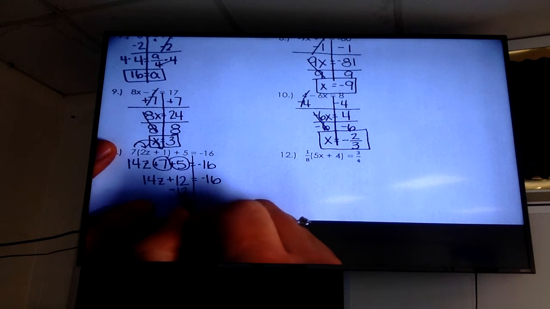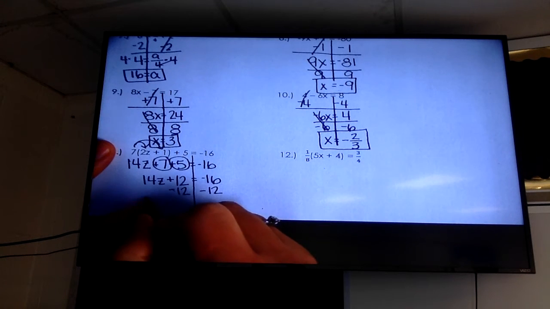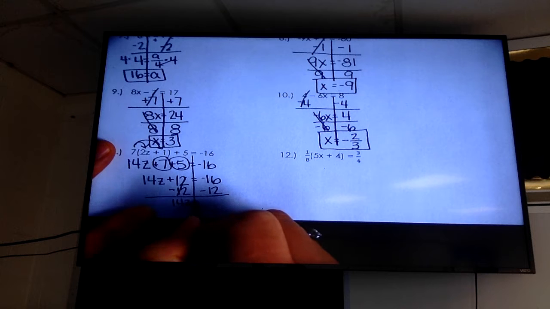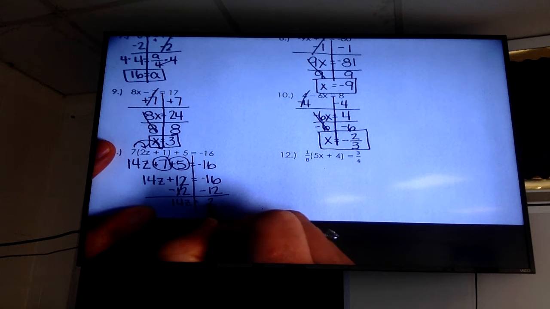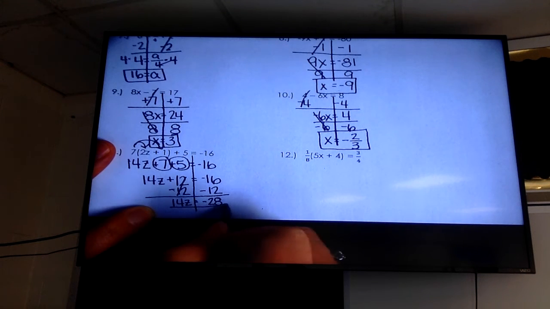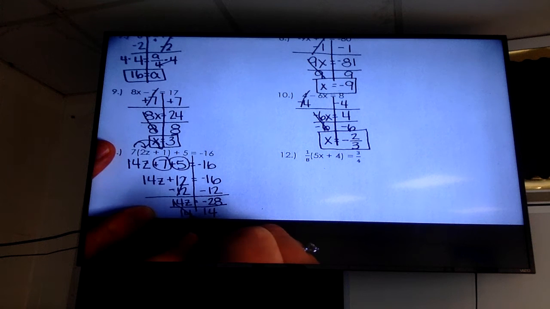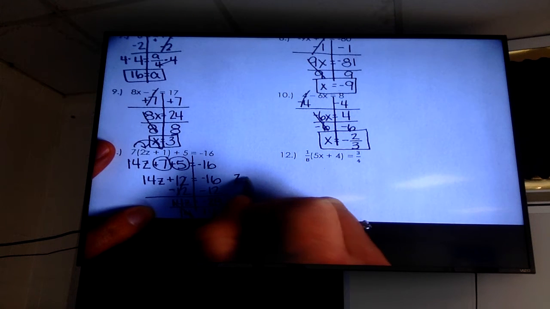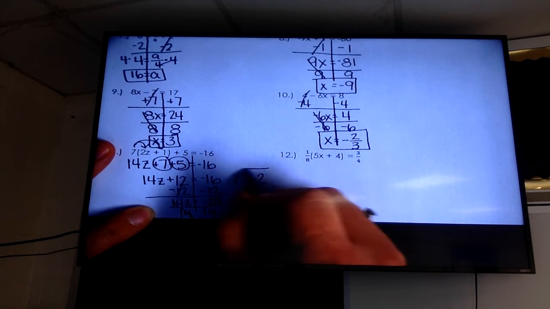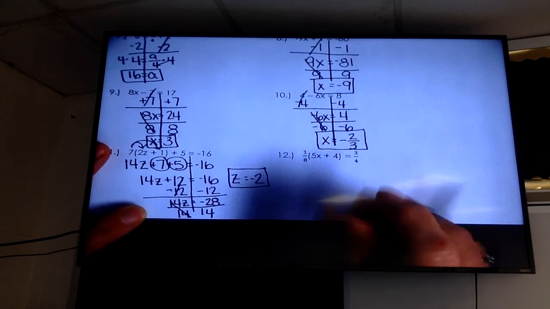Away from the variable first, so I'm going to subtract 12. I'm left with 14z equals, signs are the same, so I'm going to add them and keep their sign. Number and variable next to each other means multiplication, so the opposite is division. I'm left with z equals 28 divided by 14 is 2, and a negative divided by a positive is a negative. So z equals negative 2.